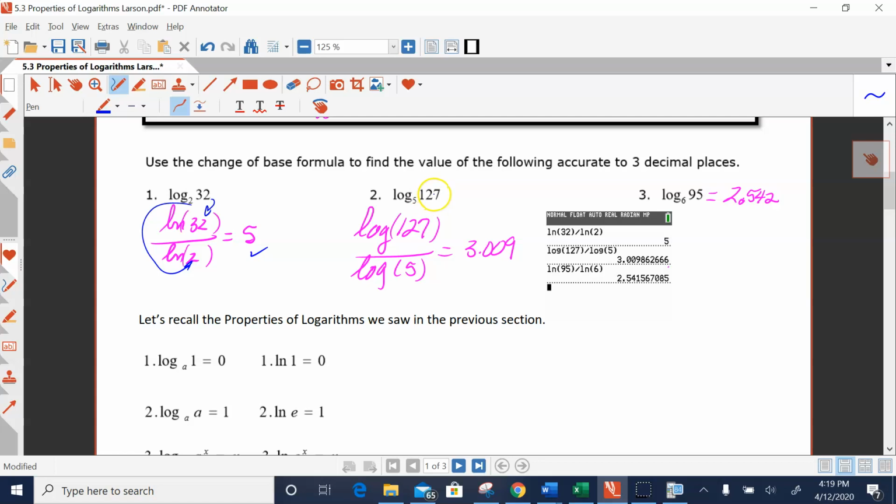For log base 5 of 127, I chose to use log base 10. So I did log base 10 of 127 over log base 10 of 5 and got 3.009. And then finally, for log base 6 of 95, you can see right here, I did ln of 95 divided by ln 6 and got 2.542. So that's how we can use the change of base to find values of logarithms that our calculator will not perform.